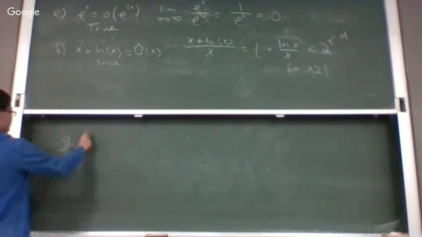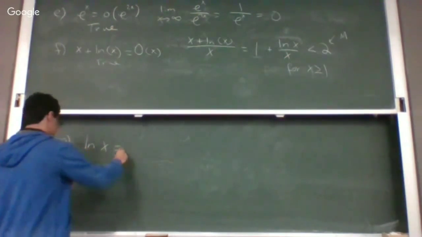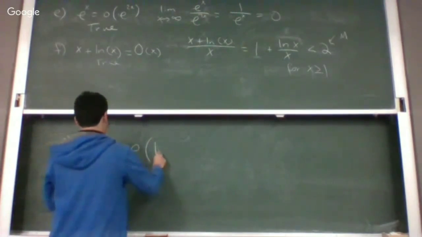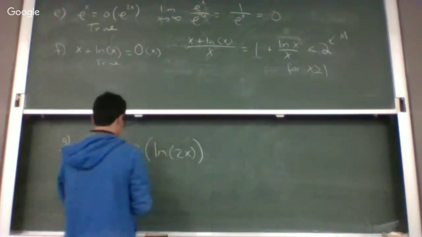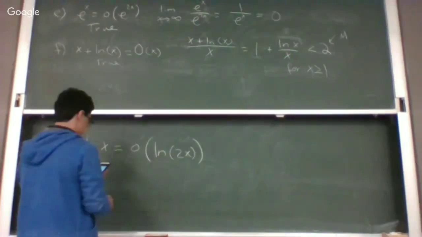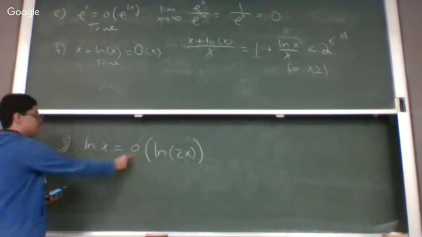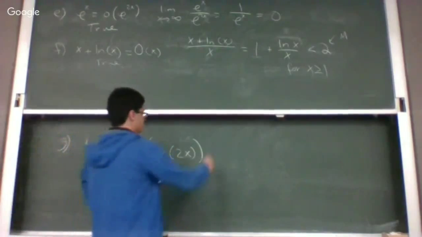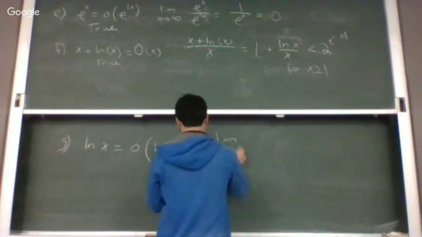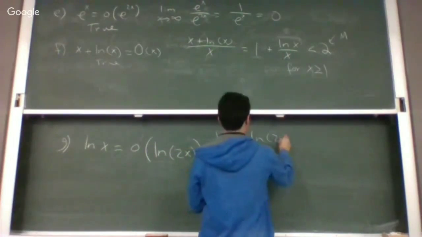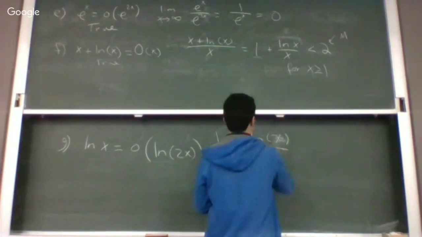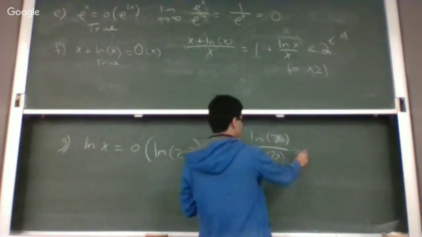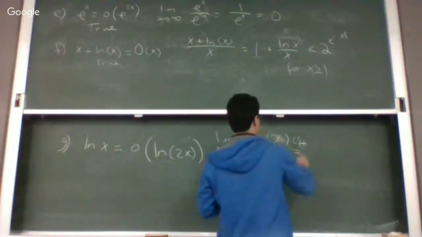G. Natural log of x equal to little o of the natural log of 2x. Essentially, whenever it's a little o, you do the limit as x approaches infinity of the natural log of x divided by the natural log of 2x. This one, we can't just directly see it. We know we need to do L'Hopital's on it.